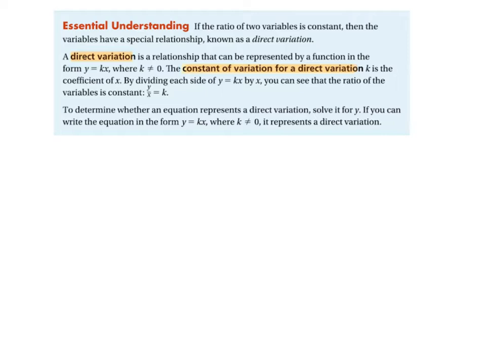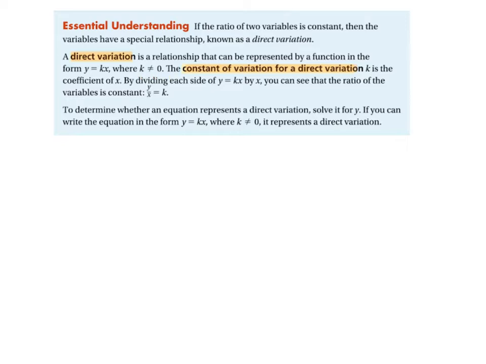Now, if the ratio of two variables is constant, then we have a special relationship called a direct variation situation. Direct variation is a relationship that can be represented by a function like this: y equals kx. K is not going to be 0. K is some other number, positive or negative. When you multiply x by that number, you get the correct value of y. The constant of variation is that k number. K is the coefficient of x, or the number that sits in front of an x and multiplies it.